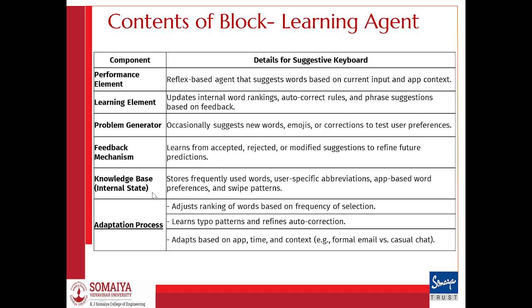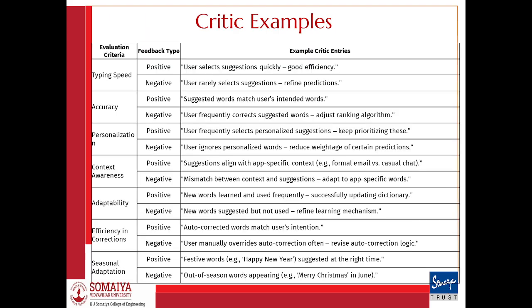The knowledge base would be the internal state. It would store the frequently used words by the person, the user specific abbreviations, app based word preferences, and so on. This is how it would adapt to the situation and to the user, and every time it runs, it is going to learn something new. We can expect that the model based learning agent is going to learn more and more, though it is supposed to react only to reflexes.